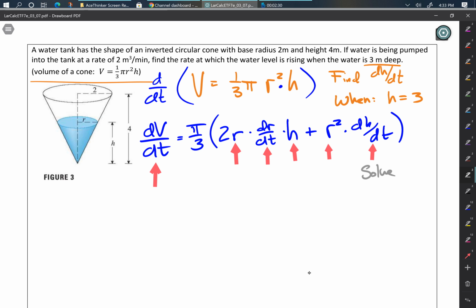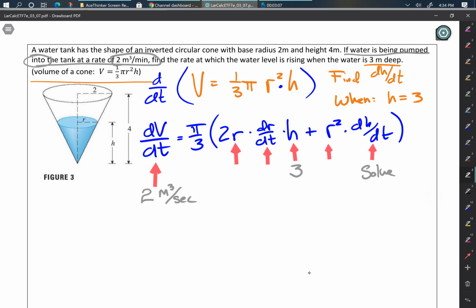Okay, all right, so what's dV/dt? dV/dt is the rate of change of the volume with respect to time. Now, this sentence right here tells me that the water is being pumped into the tank at a rate of 2 cubic meters per second. And is that going to stay positive or will that become negative? Well, if the water is going into the tank, the volume is increasing. If the volume is increasing, the derivative needs to be positive. Okay. I know h is 3.